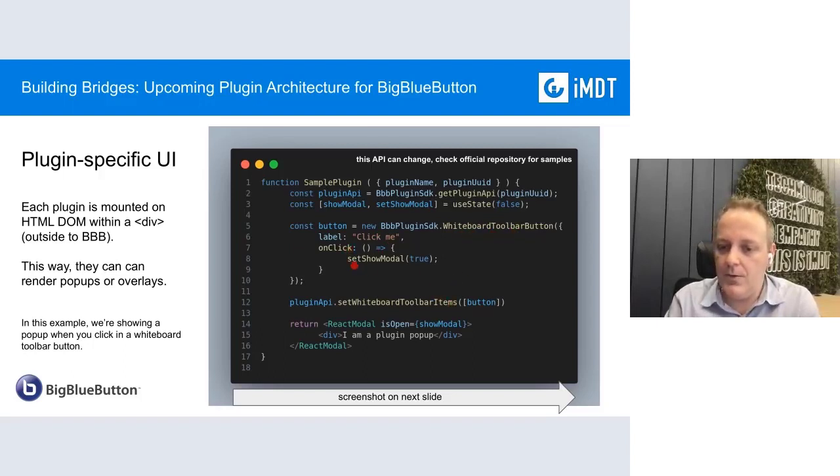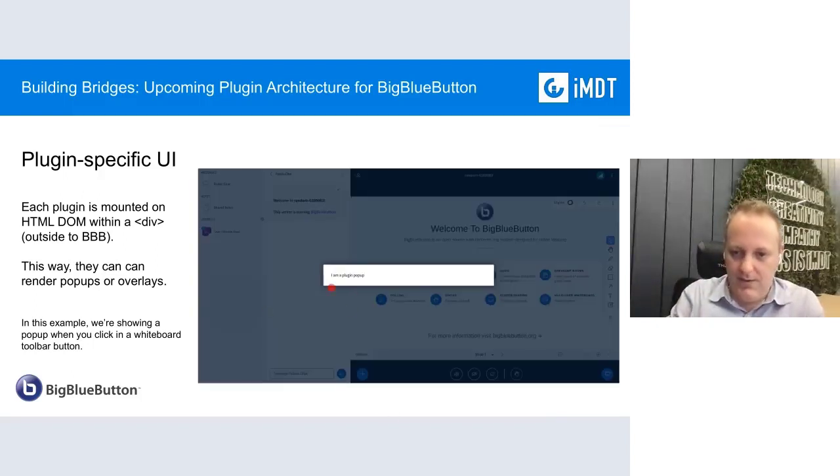And when you click, it just defines set show modal as true. So the variable changes, and then the modal appears. And this is plugin specific UI. We have a screenshot on the next slide. It's here. So you click on this button and boom, there's a pop-up fully provided by the plugin. And here it can use its own framework, CSS, everything.